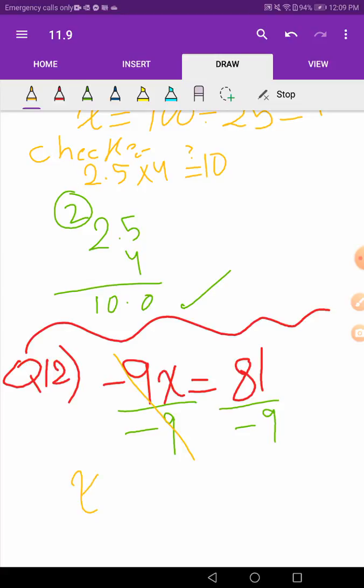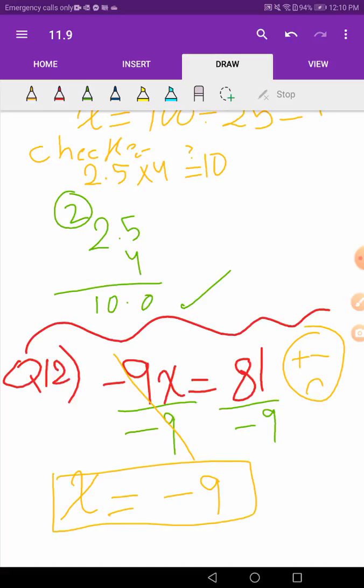I have on the first side x by itself, while on the second side I have a positive number divided by a negative number, which means different signs. Remember, if I have different signs, it means the answer is going to be negative. 81 divided by 9 is 9. So basically x equals negative 9.